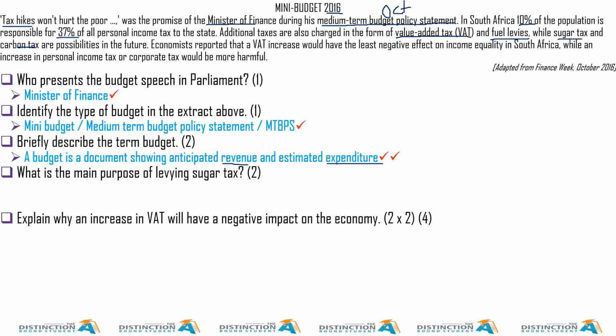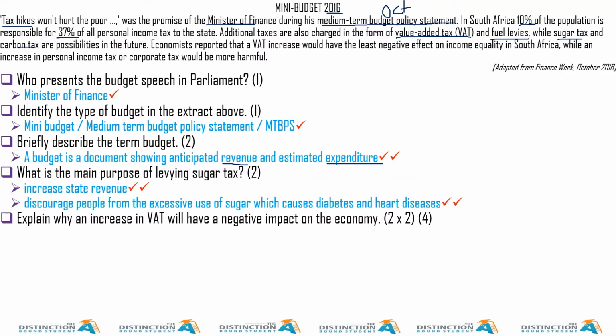What is the main purpose of levying sugar tax? Just try to think about it. It is a way of increasing government revenue, but that's not the main. The main one will be to discourage people from the excessive use of sugar, which causes people being diabetic and some heart diseases that are associated with sugar. So government is trying to reduce the consumption of sugar sweetened beverages, and so people are being encouraged here to start drinking fruit juices because they are probably sugar free or less sugar.